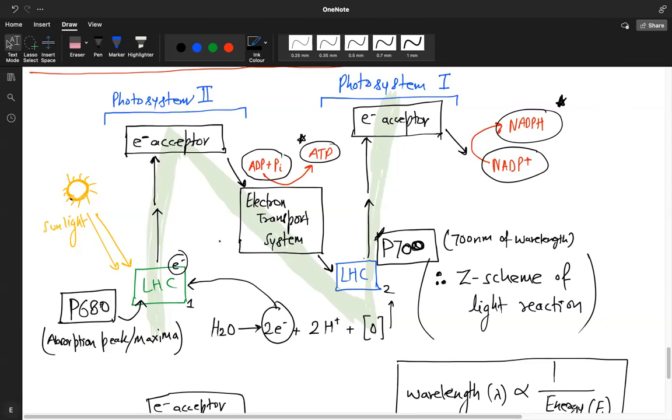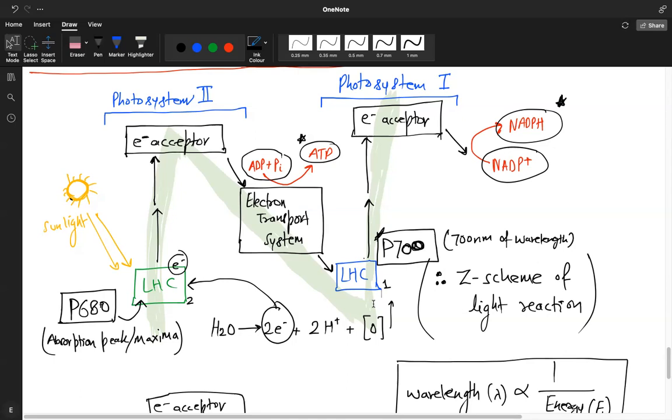Is it clear, everyone? Nowhere in between is this electron being used up. It is just passing the energy from LHC2 to the electron acceptor of photosystem 2, then to the electron transport system, then to the LHC of photosystem 1, and then to the electron acceptor of photosystem 1. Finally, it is getting used up in the process of making NADPH. Is it clear, everyone? So let me also name these LHCs accordingly. This is LHC2 coming from photosystem 2. This is LHC1 coming from photosystem 1.